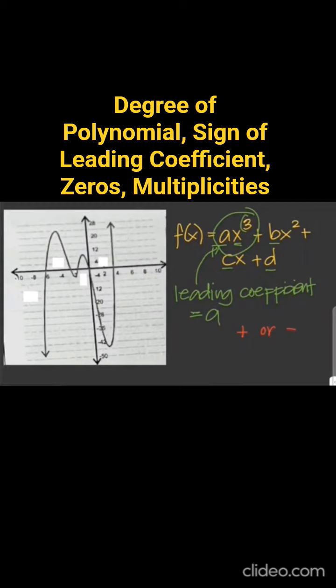Now, the sign of the leading coefficient depends on the end behavior of the given graph. So, if the graph goes up to the far right, let's say that one, then that means the leading coefficient is positive. In this case, the leading coefficient is a, so a here is positive. But if the graph goes down to the far right, if the end behavior of the graph looks like this, goes down to the far right, then the leading coefficient is negative.